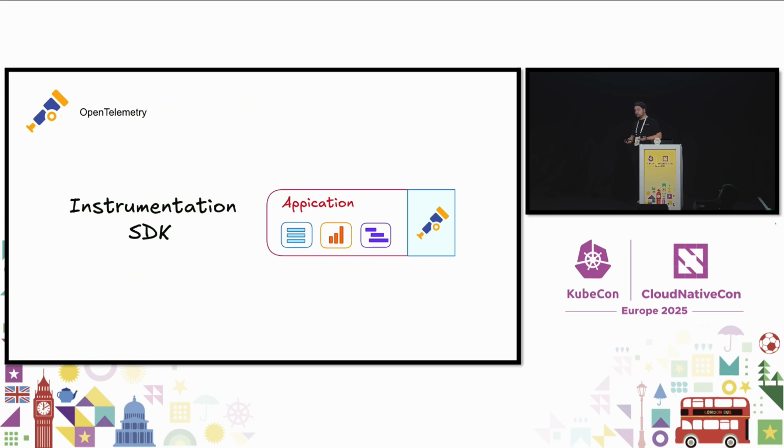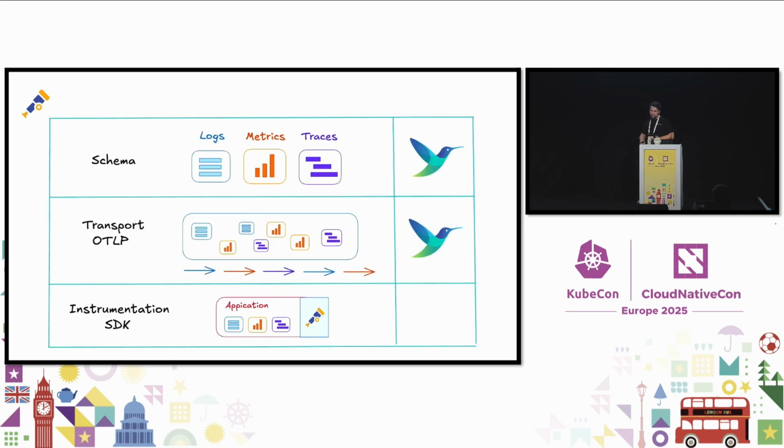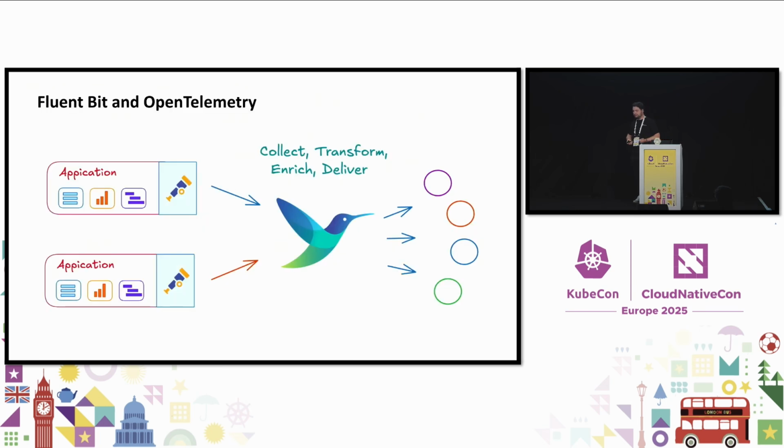And it has a very good instrumentation SDK. You can just auto-instrument some libraries, or you can just use the instrumentation SDK, and you can expand your application using that. So we have a schema, we have a transport OTLP layer, and we have an instrumentation SDK with OpenTelemetry.